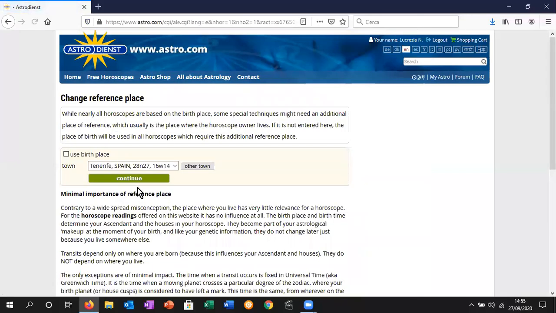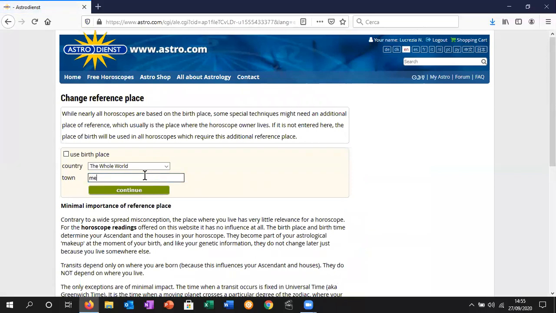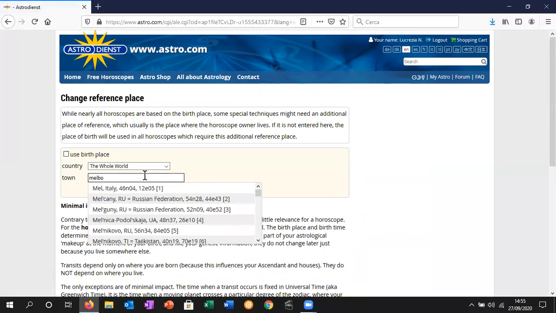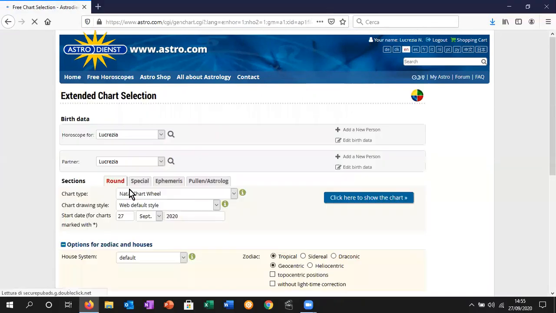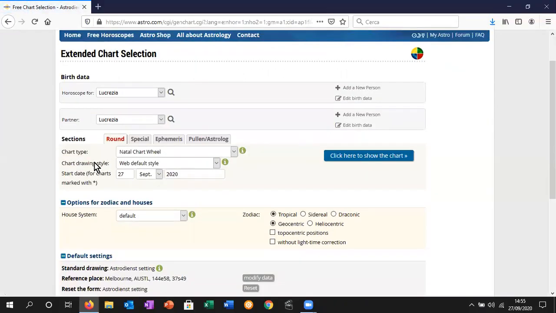So the other place that I checked was Melbourne, Australia. And in this place was a lot about relationships for me. Let's see how my relocation chart is changing.